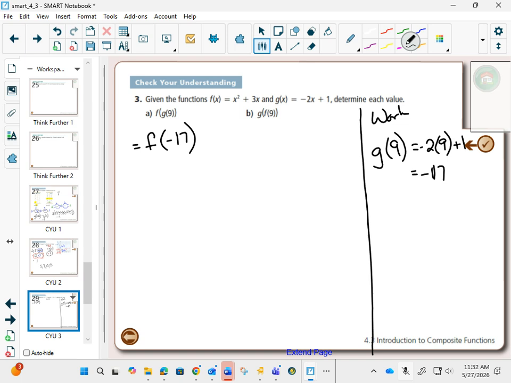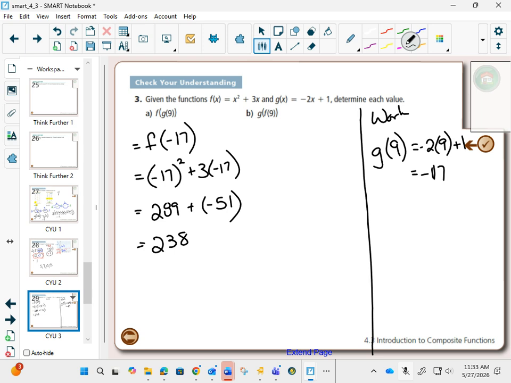Once you just have a single function here, f of negative 17, then you could show your work here. You wouldn't have to do it off to the side. What does the f of x function do? Whatever you plug in gets squared and then plus 3 times it. So negative 17 would get squared plus 3 times negative 17. What's that, 289? Plus negative 51. 238.